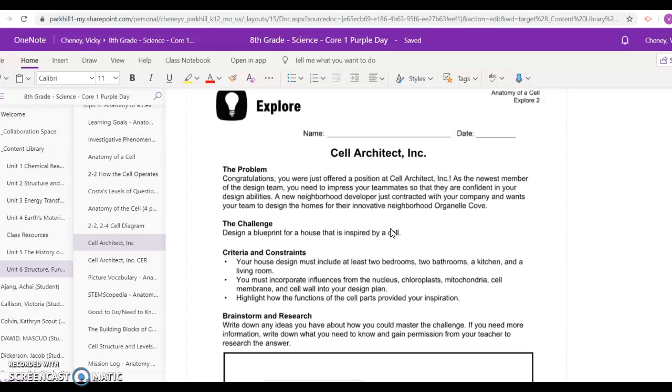It should already be in your OneNote. You are going to build a blueprint of a house that is inspired by a cell. So basically, it is going to be an analogy of a cell.